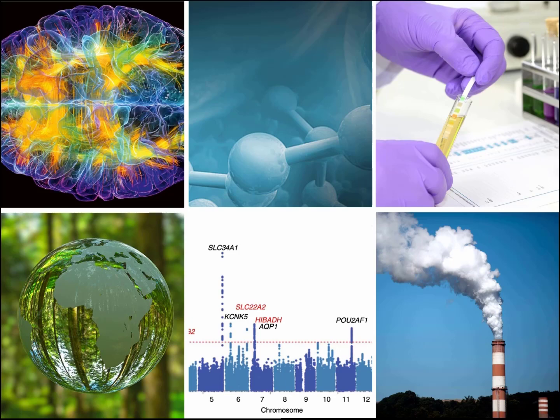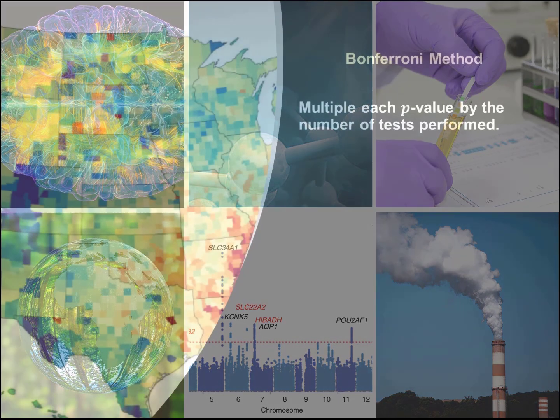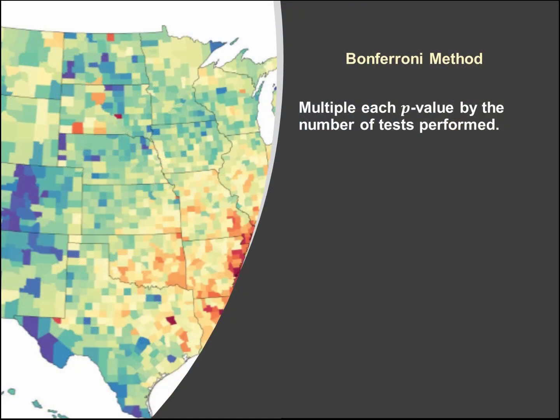So you may ask, how do we deal with the multiple testing problem? Well, the answer is straightforward. We multiply each p-value obtained by the number of tests performed. If the p-values remain small after the adjustment, then it is reasonable to reject the null hypothesis. This procedure is called the Bonferroni method.